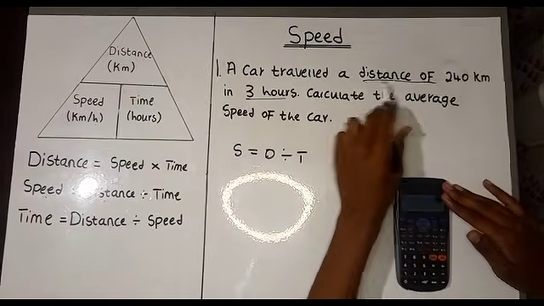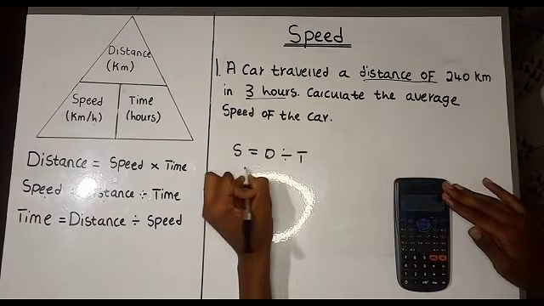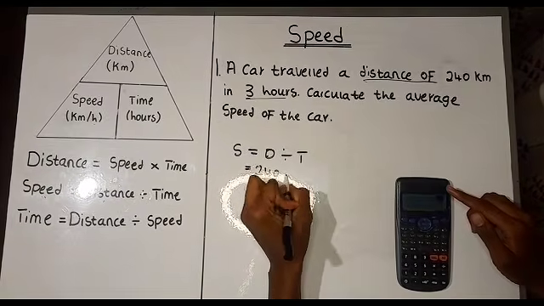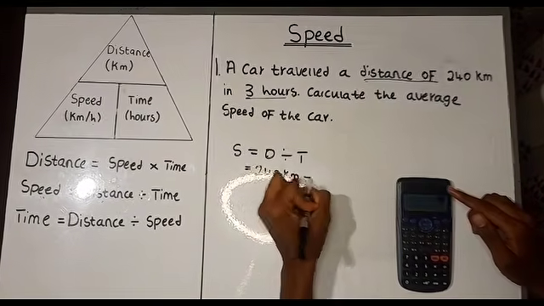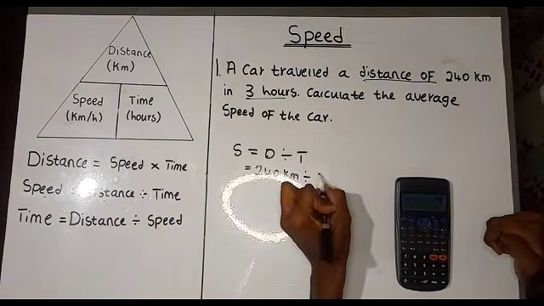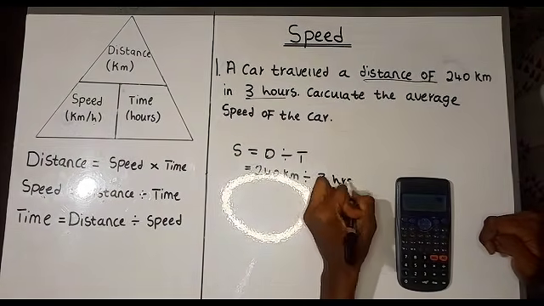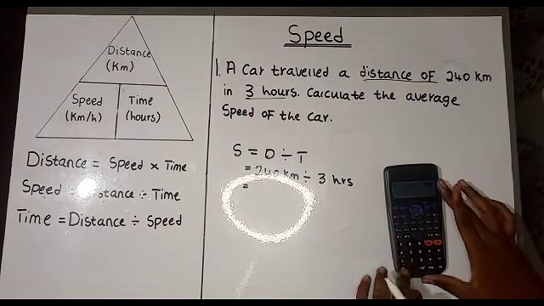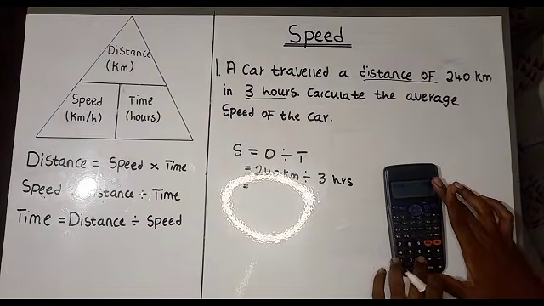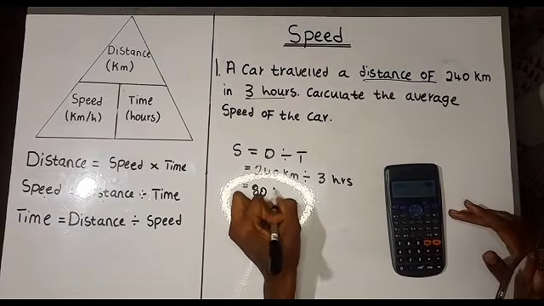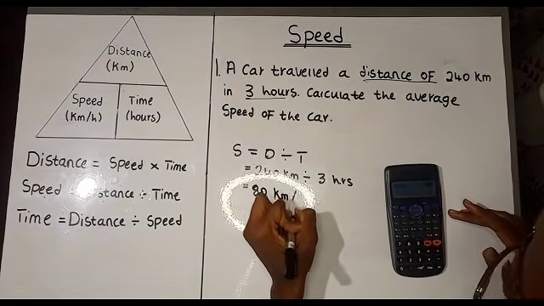A car traveled a distance of 240 kilometers. So our distance is 240 kilometers in 3 hours. So 3 hours is our time. We're going to put 3 hours, right? So what we have to do now is to say 240 kilometers divided by 3 hours. That gives us 80 kilometers per hour.